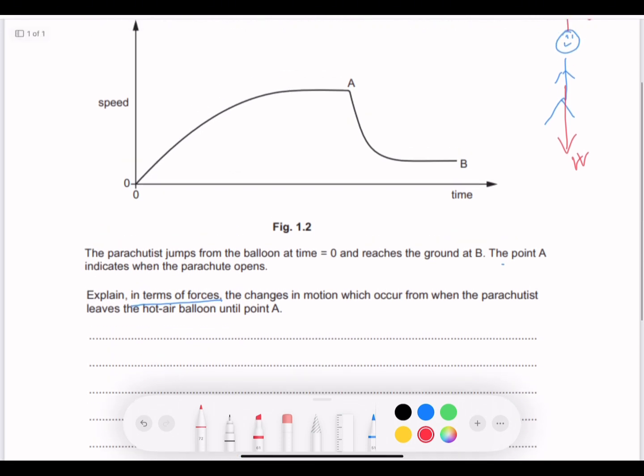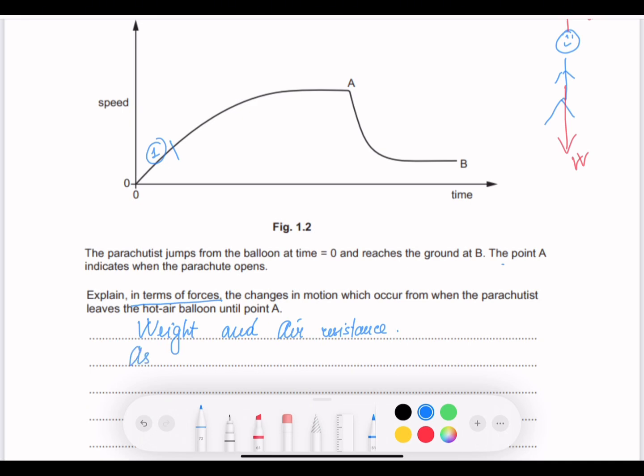Let's write the two forces acting on Skydiver: weight and air resistance. When a skydiver first jumps from the aircraft, they experience only the gravitational force because air resistance is negligible at first. So the net force is primarily downward and the skydiver accelerates downward.